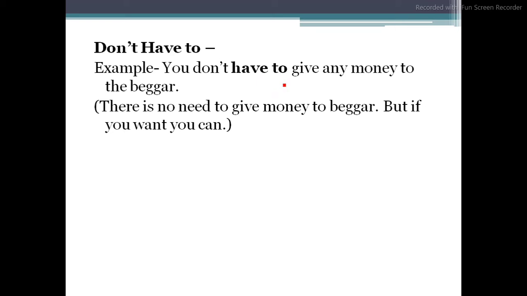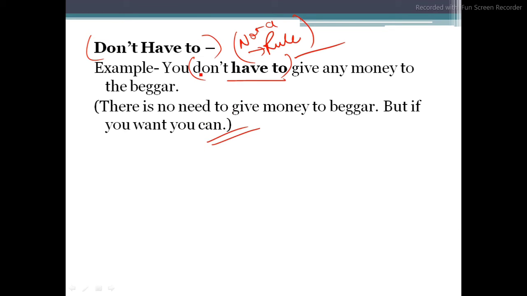Don't have to. You don't have to give any money to the beggar. There is no need to give money to the beggar, but if you want, you can. Now over here, don't have to is not a compulsion, neither is it a rule. When you are suggesting someone not to do a particular thing, but the ultimate decision lies in their hand, we will use don't have to. Over here we are suggesting that you need not give money to the beggar, because it is not a rule.